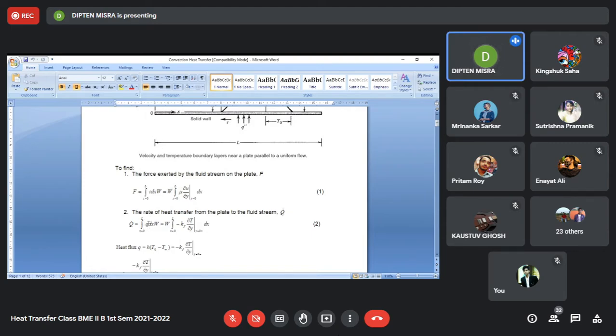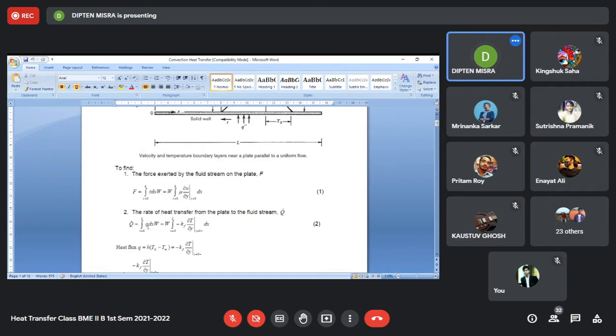This wall heat flux will vary along x. Because it varies along x, if we want to find the total heat transfer rate from the plate, we need to integrate this wall heat flux over the area of the plate, and that we can do by integrating over the length of the plate, from x equal to 0 to L. Now, how to find the wall heat flux?